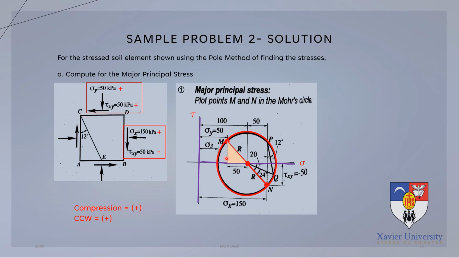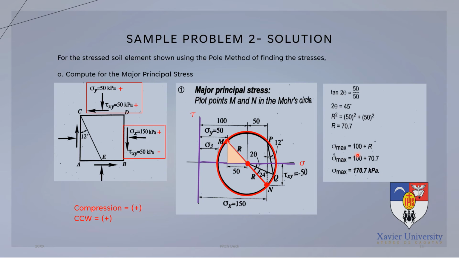So our triangle therefore is 50 by 50 ang iyang vertical o horizontal nga dimension. So if we are going to solve for that, meaning this is a right angle, meaning we can use the Pythagorean theorem. So r squared is equal to 50 squared plus 50 squared. So our radius for this Mohr circle would be equal to 70.7.